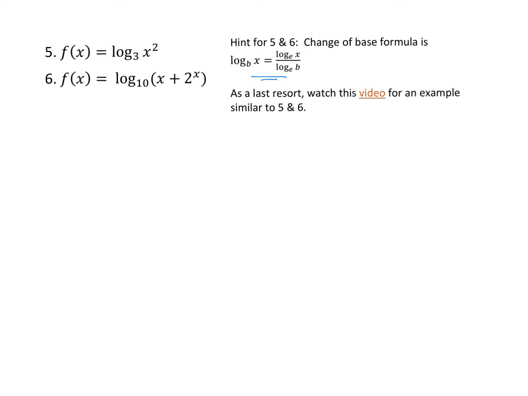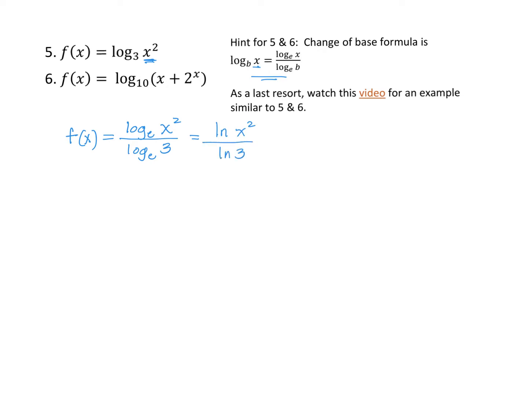So I'm going to change this to the natural log so that we can take the derivative, because that's the only derivative formula we have. So f of x equals, I'm going to rewrite it as log base e of x squared all over log base e of 3. And so I'm going to rewrite that. Log base e is just ln, isn't it? So we have ln of x squared all over ln 3.